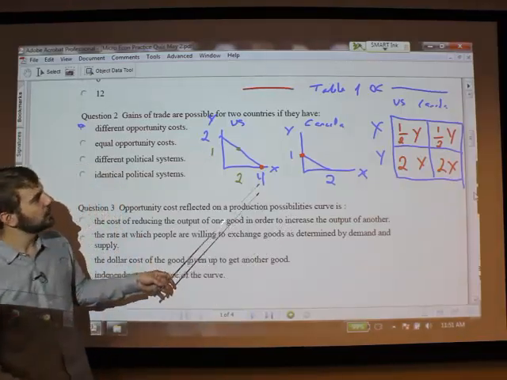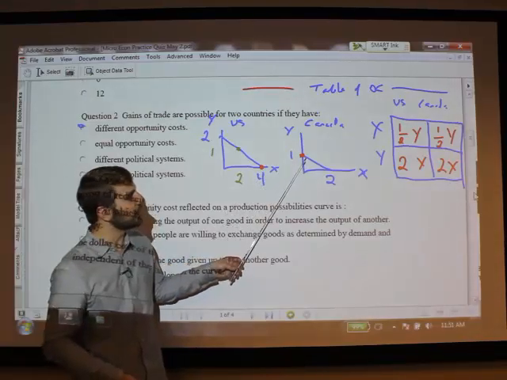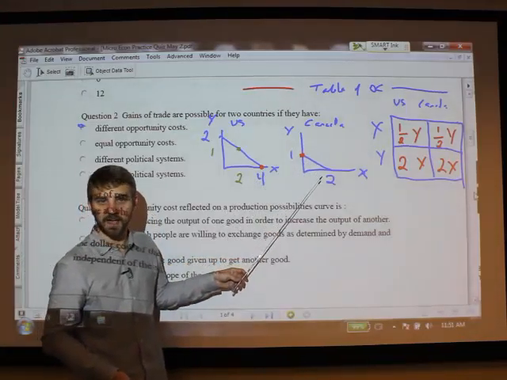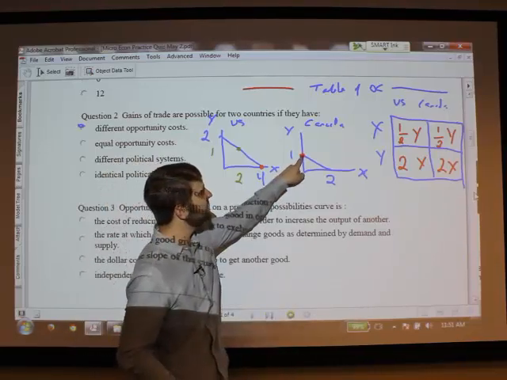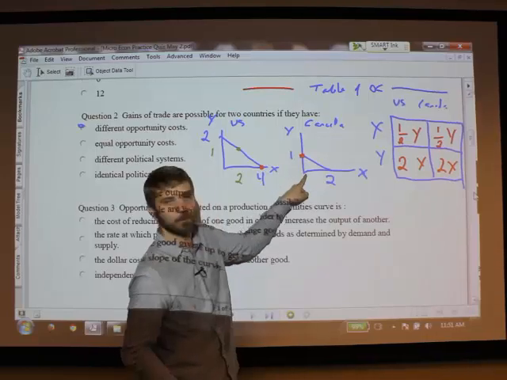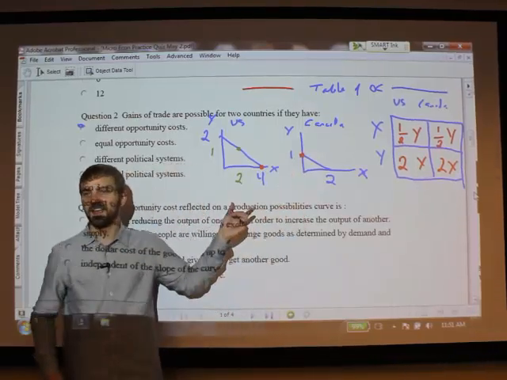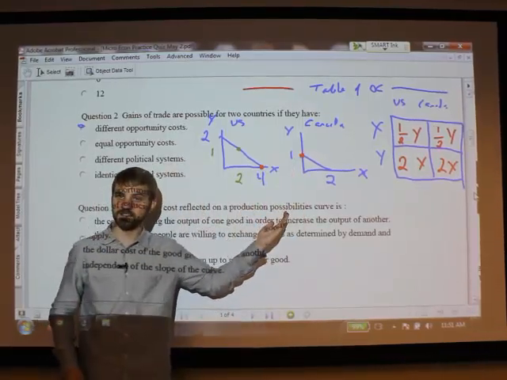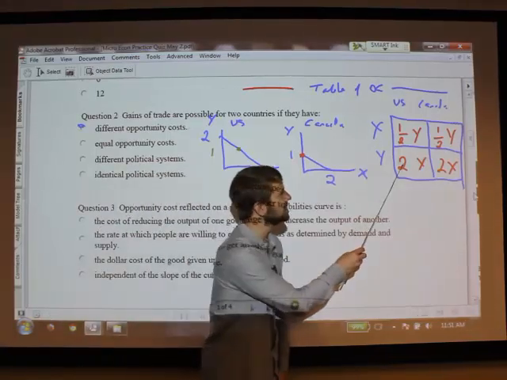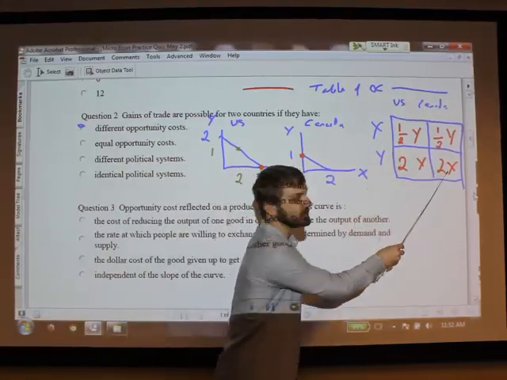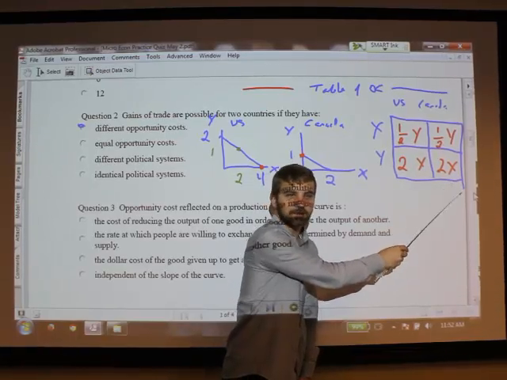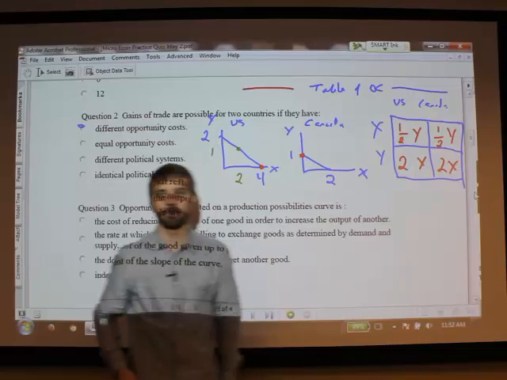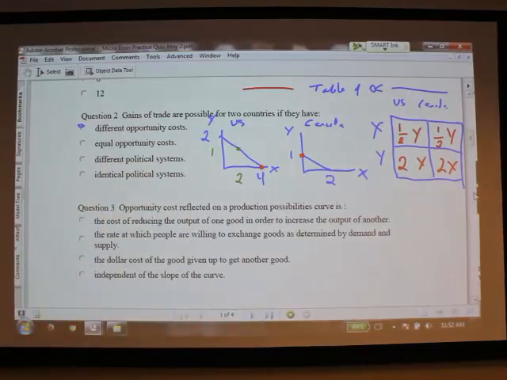And likewise, Canada won't give more than 2X, because if it wants to get 2X, it has to give up 1Y. So the terms of trade have to be between the two countries' opportunity costs. In this case, the price of Y has to be between 2X and 2X. Well, what number is between 2X? They're the same number, right? So it has to be 2X. Okay, so the terms of trade are 2X for 1 unit of Y.